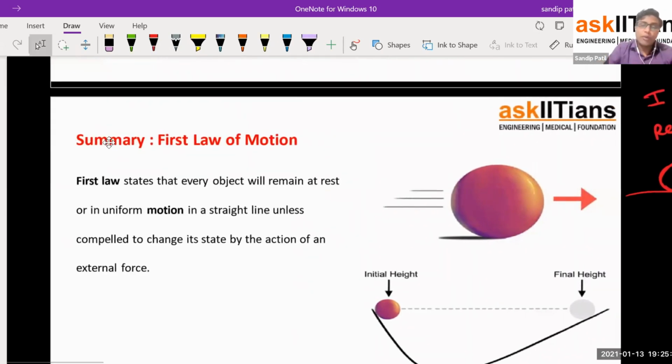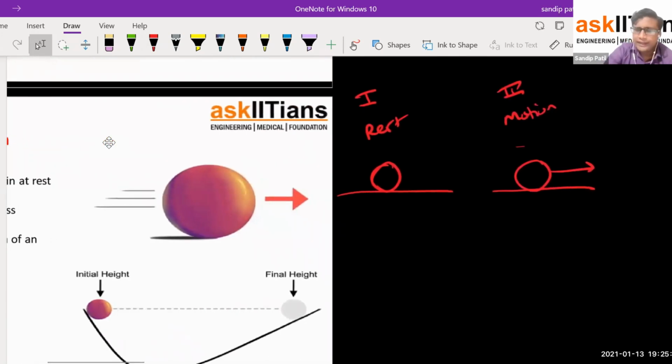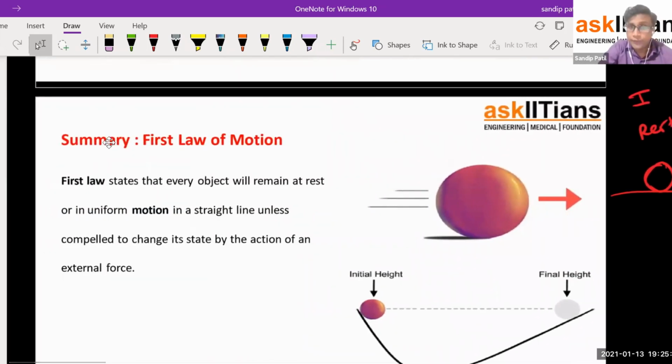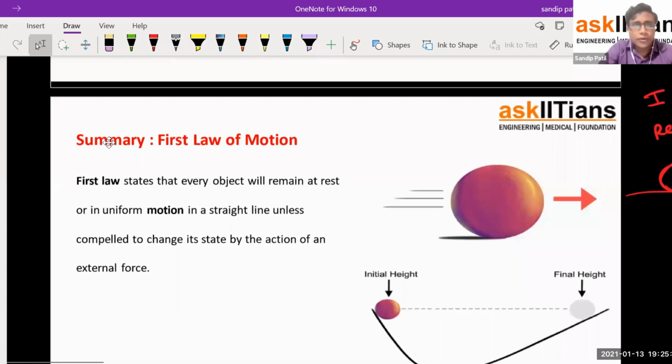But Newton also said one more thing. If this ball is in motion, remember, he said that the ball will remain in motion. It will never stop, right? Is it right? No, right? If we throw the ball on the ground, after some time it is going to stop. You know that. So is Newton wrong? Is this statement wrong? No. Why is it not wrong?